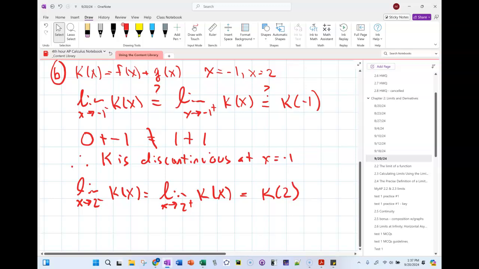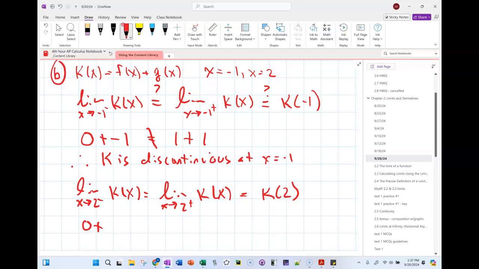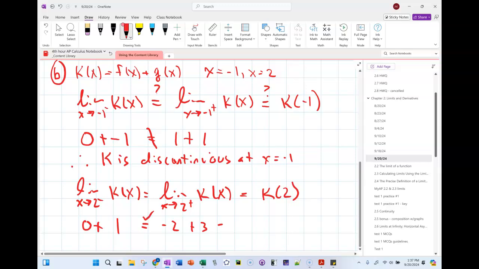So I do the same thing now for 2. So if I go to my picture here, what's f doing at 2 from the left? 0. What's g doing at 2 from the left? 1. Okay. How about f from the right at 2? Okay. And then g? 3. Oh, so those matched. And then what does f evaluate at 2? Where's the filled-in circle at 2 for f? 0. And then for g? 1. So that one works, right? Everything is equal to 1.